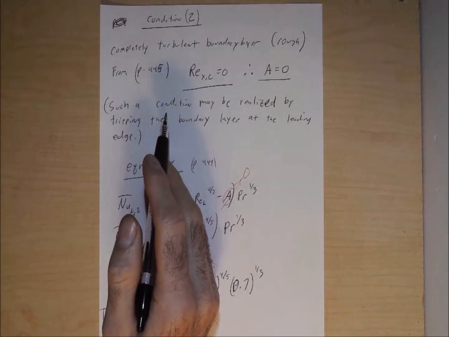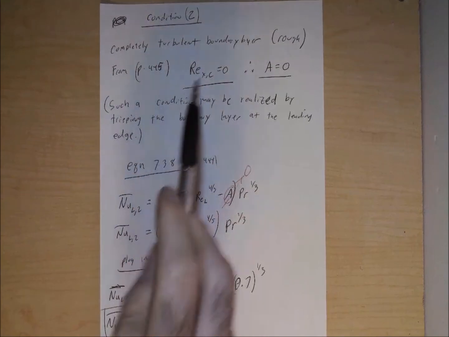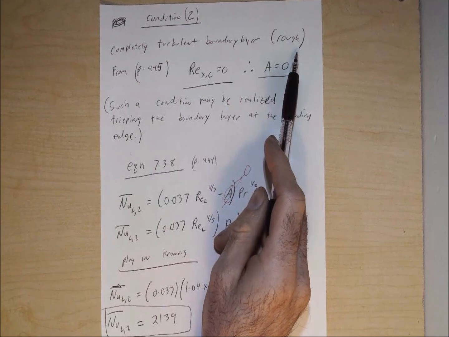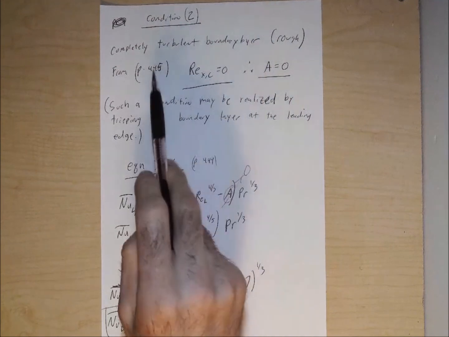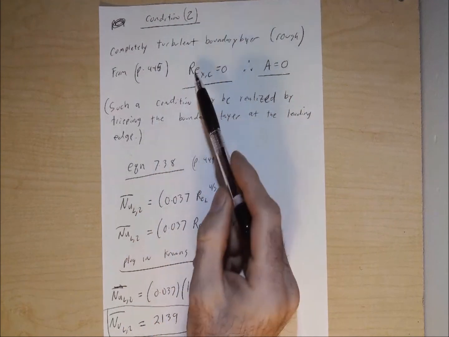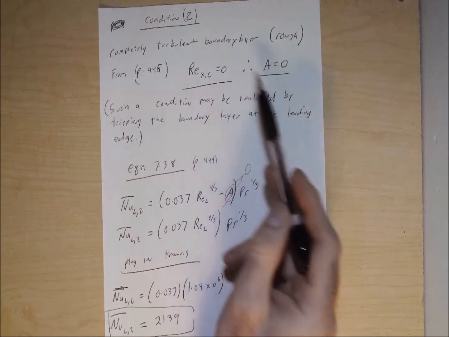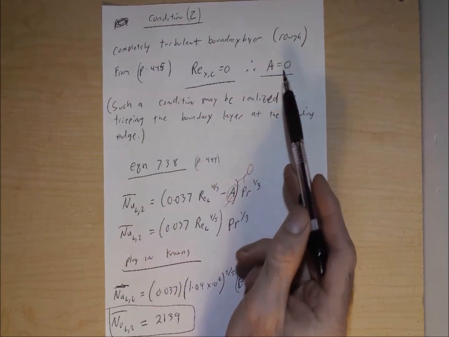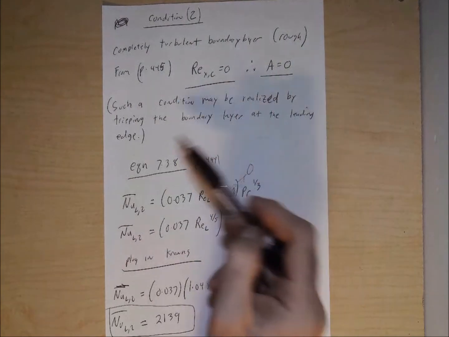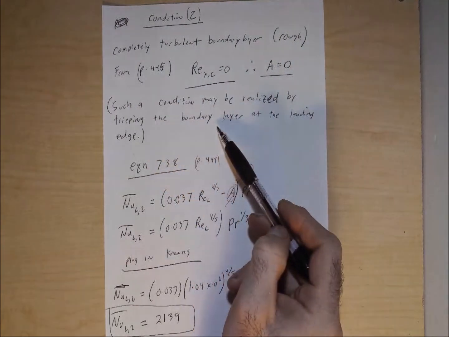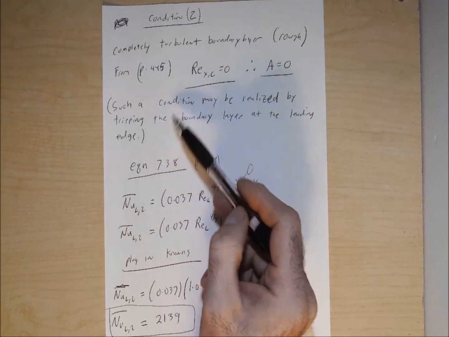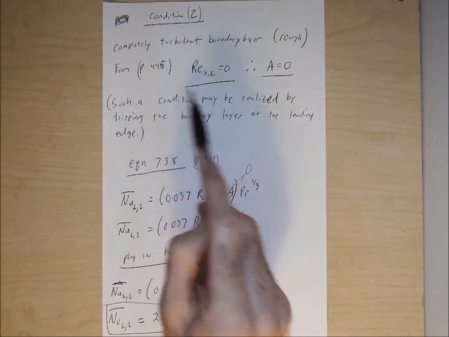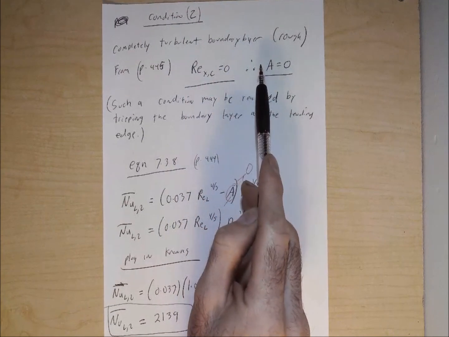Next, let's take a look at the next condition. We have a completely turbulent boundary layer when we're going over the rough surface here. So now we can reference back to page 445 and see for this condition the Reynolds number x_c is equal to 0. Therefore, our A is equal to 0 for this completely turbulent boundary layer. Such a condition may be realized by tripping the boundary layer at the leading edge. I would recommend that you head back to page 445 to look into this a little bit deeper on where these relationships came from.